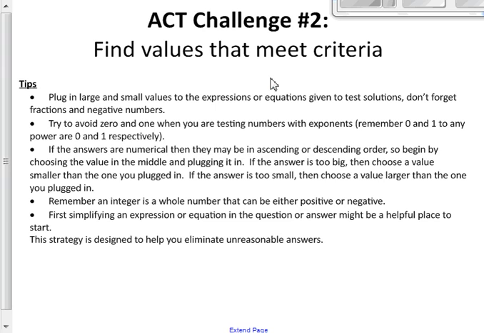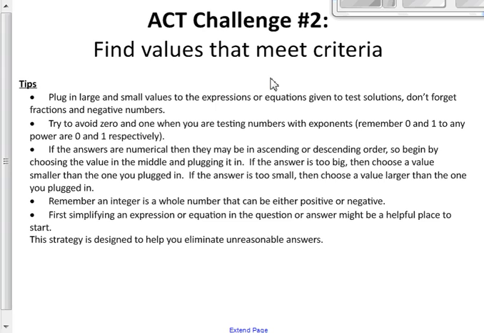The second part of this strategy is going to be actually using the numbers that are given in the problem, using the answers as the values to plug in. So you may notice that whenever you have a numerical answer to an ACT question, the answers are often in ascending or descending order. So one strategy would be to pick the answer in the middle, because it's going to be numerically in the middle as well.